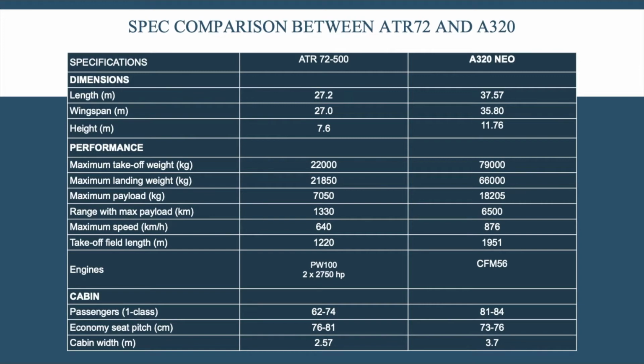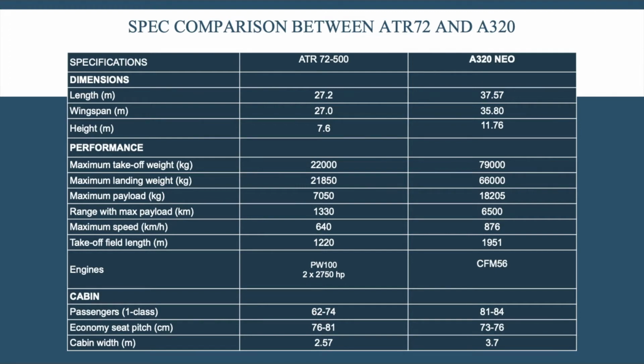So this is the spec comparison between the two aircraft. The dimension of ATR 72 is 27.2 compared to A320, which is 37.57. And the wingspan is 27, for A320 it is 35.80. The height is 7.6 and A320 is 11.76.